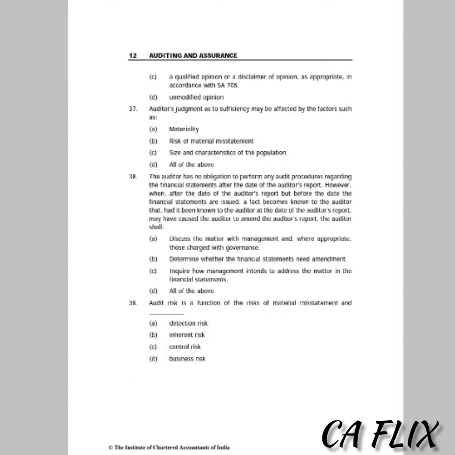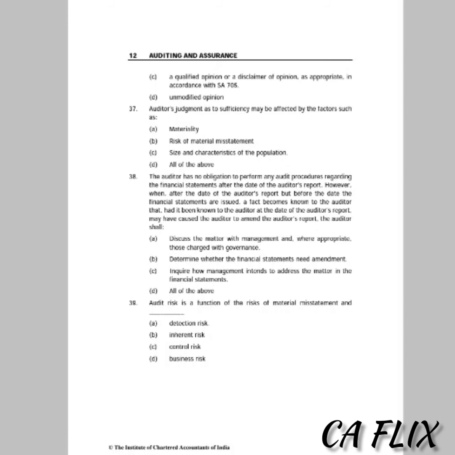The auditor has no obligation to perform any audit procedure regarding the financial statement after the date of auditor's report. However, when after the date of auditor's report but before the date the financial statements are issued, a fact becomes known to the auditor that, had it been known at the date of auditor's report, may have caused the auditor to amend the auditor's report, the auditor shall discuss the matter with management and where appropriate those charged with governance, determine whether the financial statement needs amendment, and inquire how management intends to address the matter in the financial statement. Answer: all of the above.